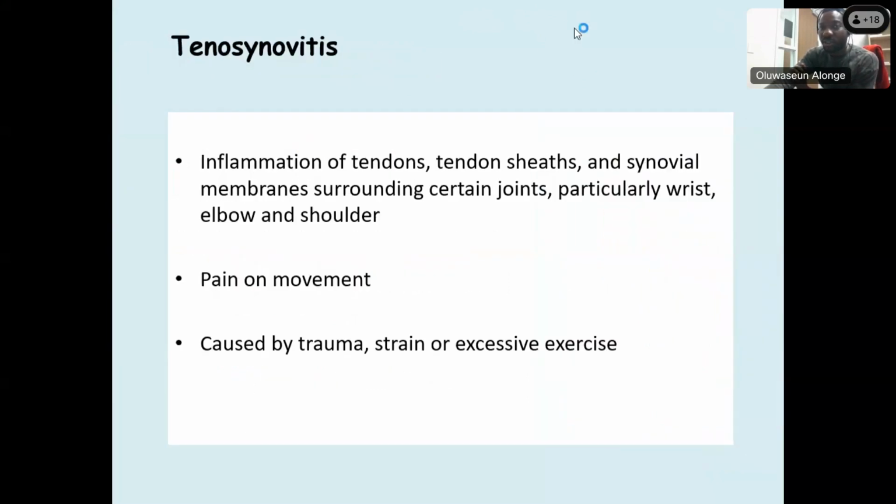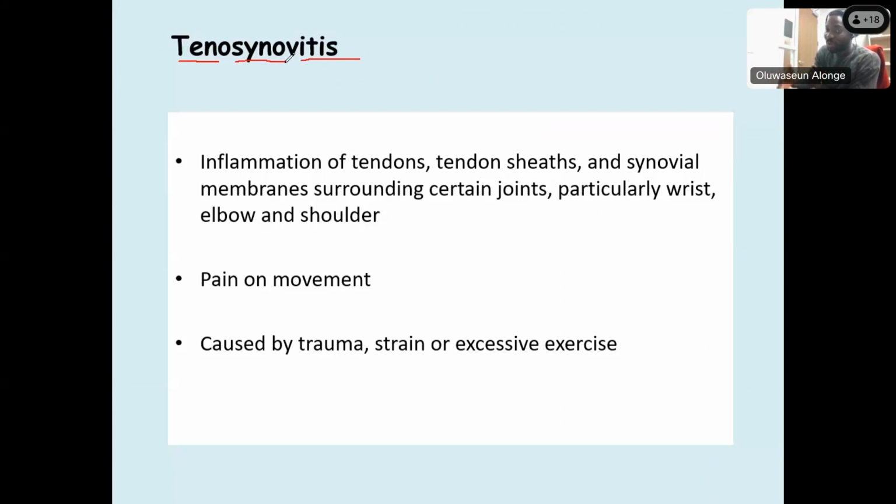Now, tenosynovitis. Anytime you hear 'itis', it's inflammation. Teno is from the word tendon, and this is from the word synovia. You remember we talked about synovial joints in chapter 8, and we talked about how they have a synovial membrane that secretes synovial fluid. Synovial joints have cavities, and those are the joints that secrete synovial fluid.